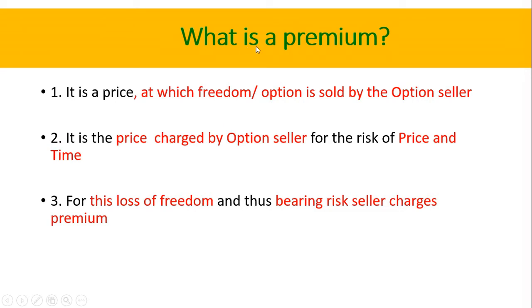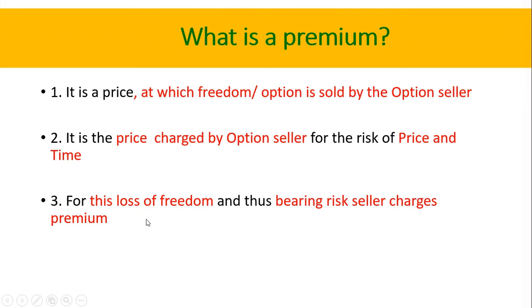What is a premium? Premium is a price at which freedom or option is sold by the option seller. The option seller is taking high risk. Because of the time decay, he will charge a premium. So this is one type of betting. For this betting, the option buyer is getting a choice to book a profit but to limit a loss. Here the put seller is bearing the risk of the loss of freedom, and the seller charges the premium.